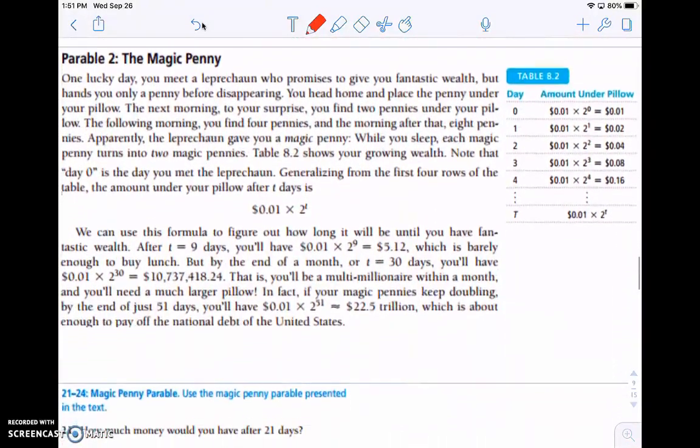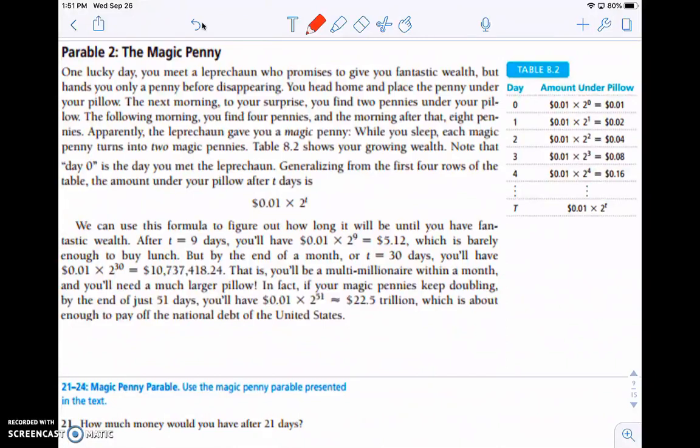So we're going to look at this second parable. It's a parable called the magic penny. One day you meet a leprechaun who promises to give you fantastic wealth, but he hands you only a penny before disappearing. You head home and place the penny under your pillow. The next morning, to your surprise, you find 2 pennies under your pillow. The following morning you find 4, then you find 8. Apparently the leprechaun gave you a magic penny. While you sleep at night, each magic penny turns into 2 magic pennies. So each one doubles itself, basically.